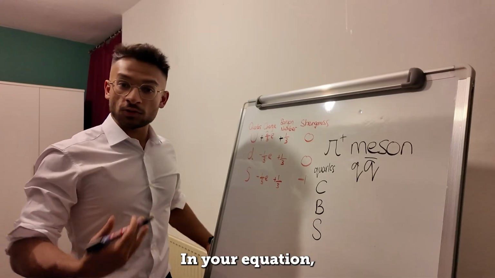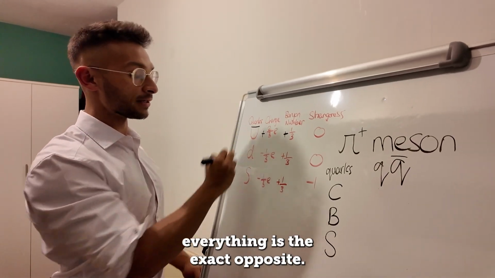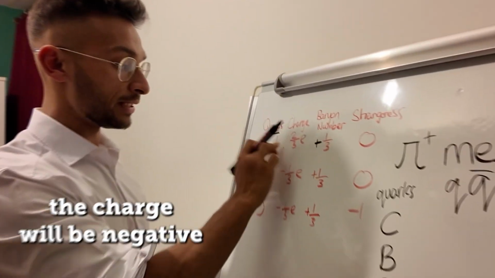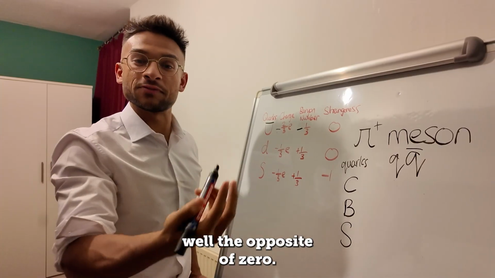quark and an antiquark. In your equation sheet, you're going to be given a quark table, and for an antiquark, everything is the exact opposite. For example, for an anti-up quark, the charge will be negative 2 over 3e, the baryon number will be negative a third, and the strangeness, well, the opposite of 0, which is 0 itself.